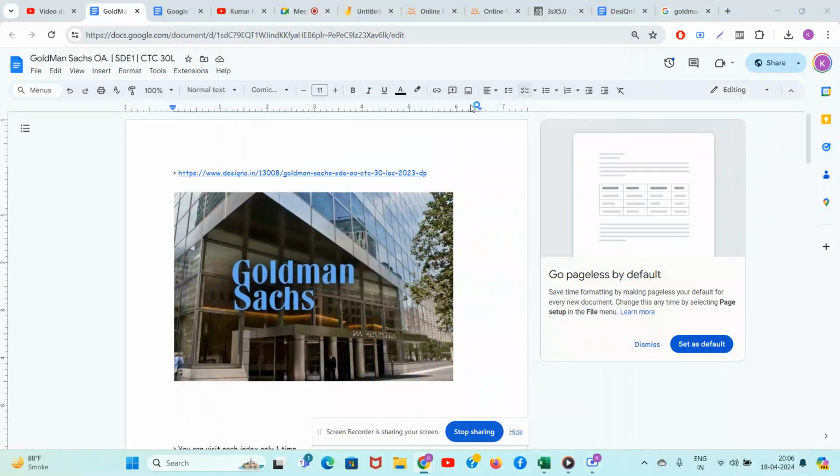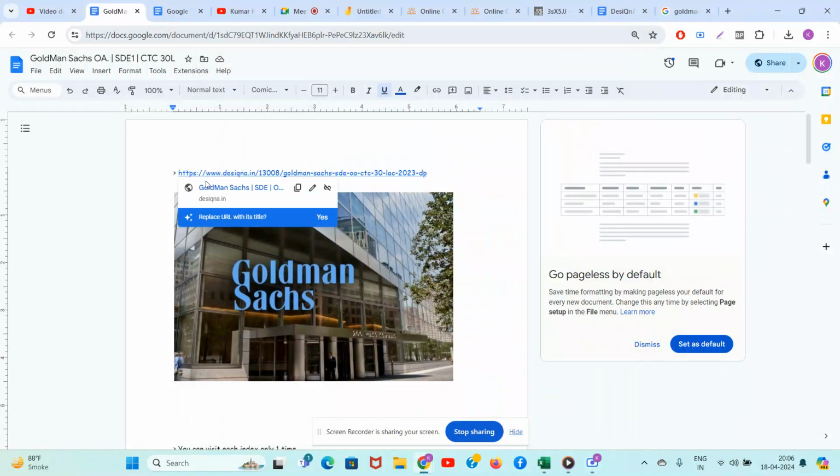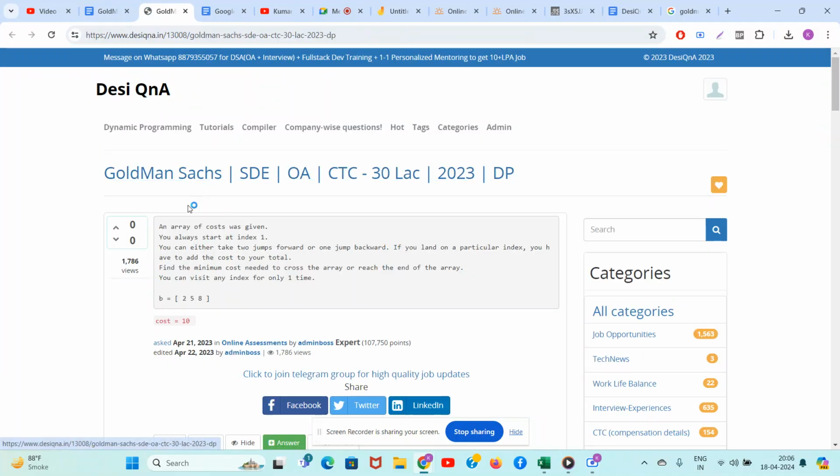So hello guys, with the name of God Ram Ram, we're going to solve this interesting Goldman online assessment problem, which is based on dynamic programming. Already more than 1700 people have seen this and tried, but they ultimately failed. And now we are going to succeed.